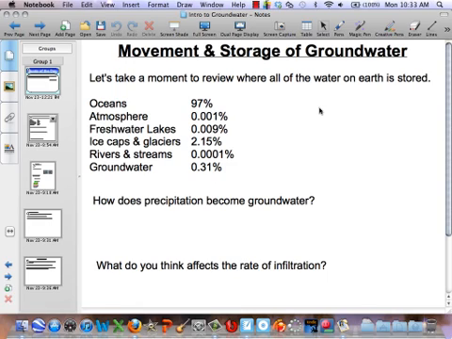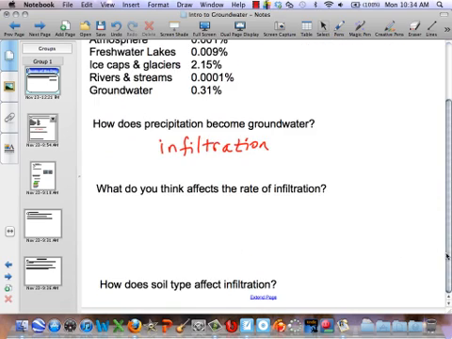Now who can tell me how that water gets into the ground? Infiltration. Infiltration, okay, that's the process by which precipitation becomes groundwater. How does it infiltrate the ground? Brandon? How does it seep into it? What does it need? Yeah, we need to have some air spaces in the soil. Okay? Exactly. So, when we think about these things, what affects the rate of infiltration?